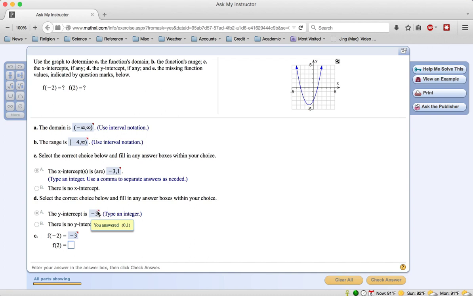The y-intercept is at negative 3, and you answered 0, 1. I don't know. The y-intercept, follow the y until you find where the blue meets the black, and there it is. You're at negative 3 on y, and that's where the y-intercept is.